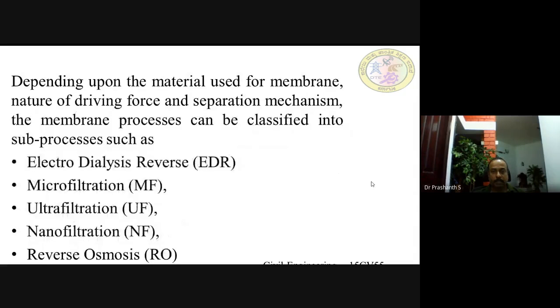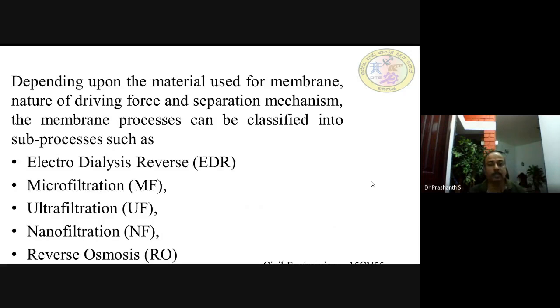Depending upon the material used for the membrane and the nature of the driving force and separation mechanisms, the membrane processes can be classified into sub-processes such as electrodialysis reversal, microfiltration, ultrafiltration, nanofiltration, and reverse osmosis. So these are some of the sub-processes that come under the main process called the membrane process.